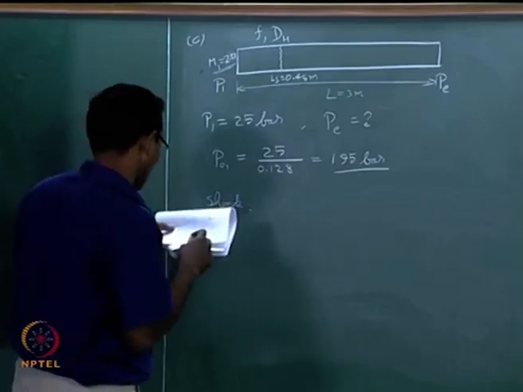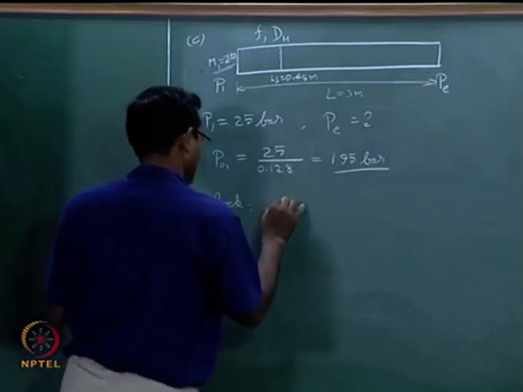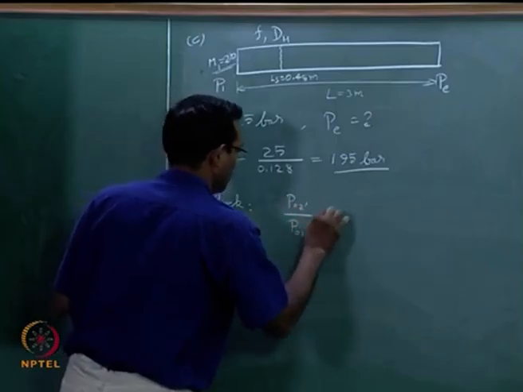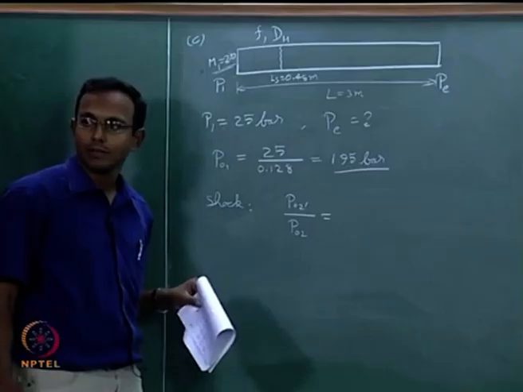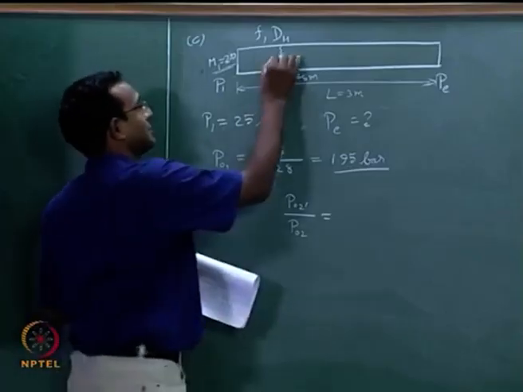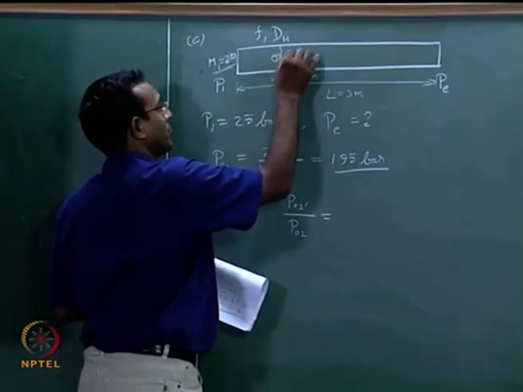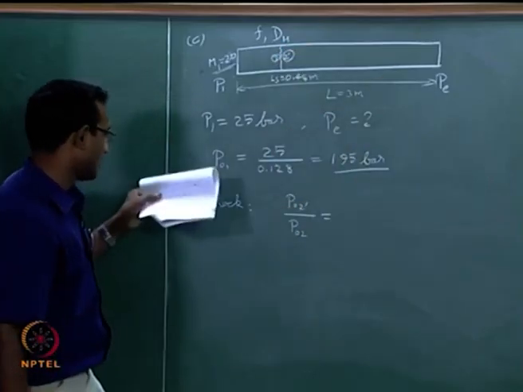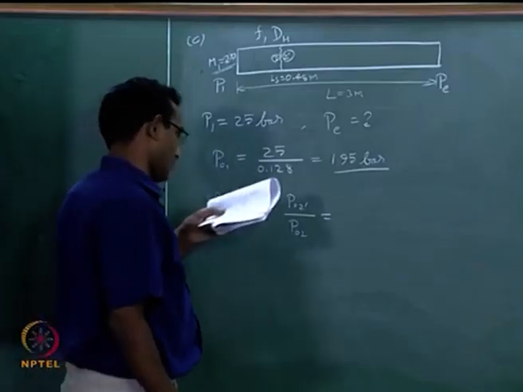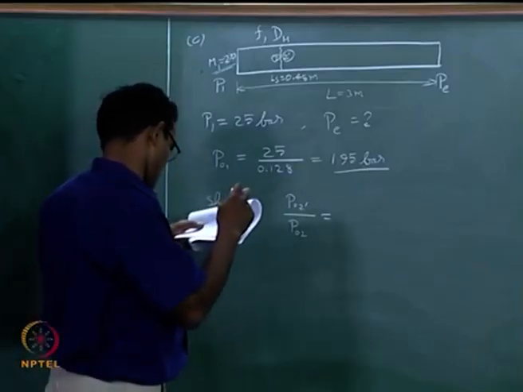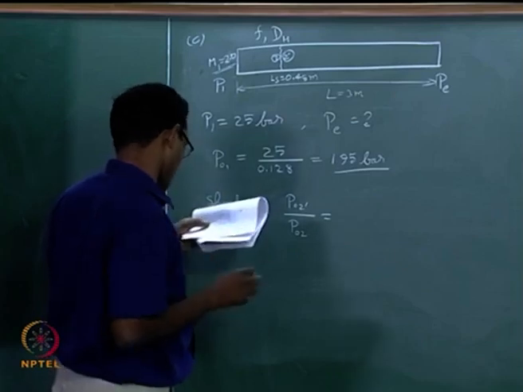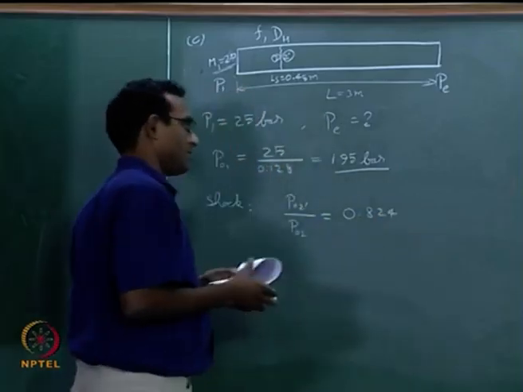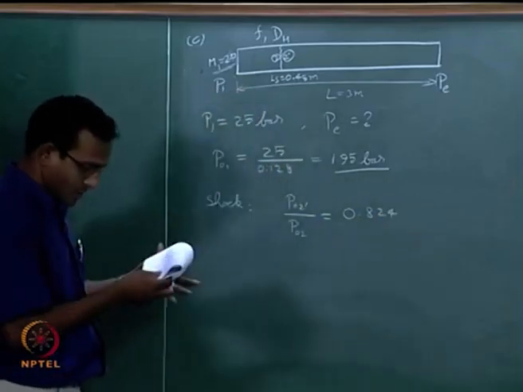1.774. So, I will go and find that value, P02 prime by P02. We labeled this as 2, this as 2 prime, and then I have the exit. These are the values I have. P02 by P02 prime, I did not write that value, it looks like 0.824. I have this number.